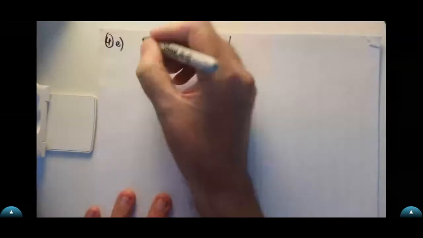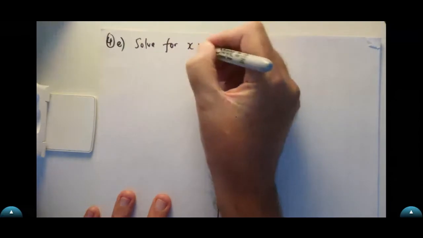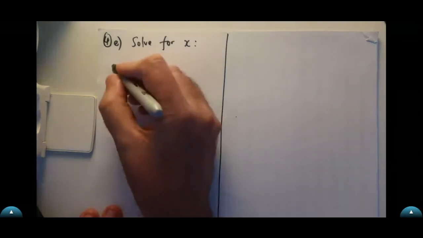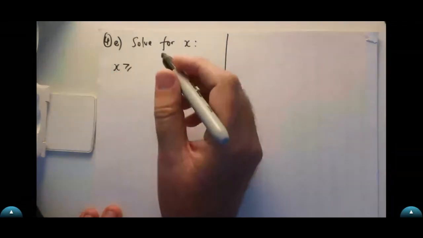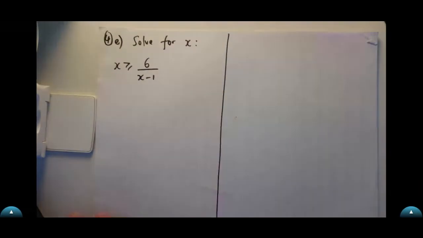All right, so this is question 4, part E. We want to solve for x. We want to find where x is greater than 6 on x minus 1.